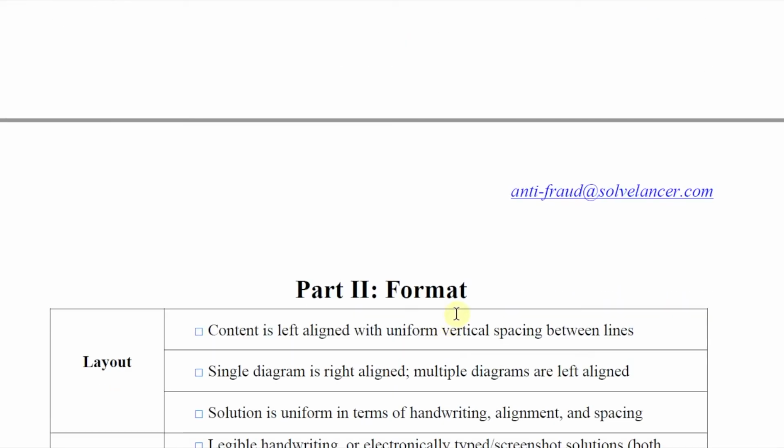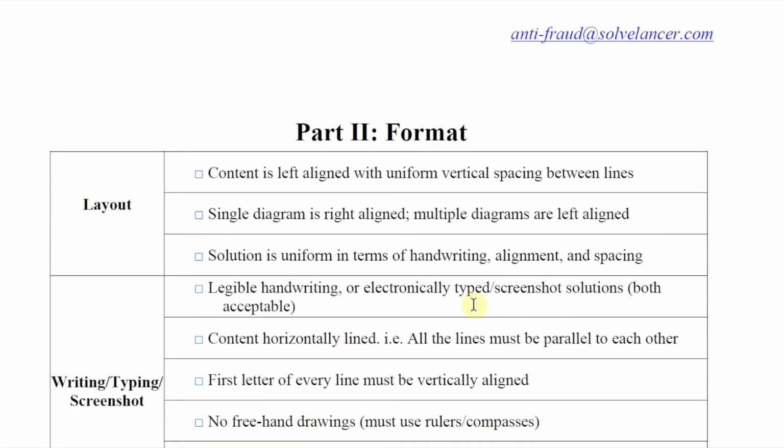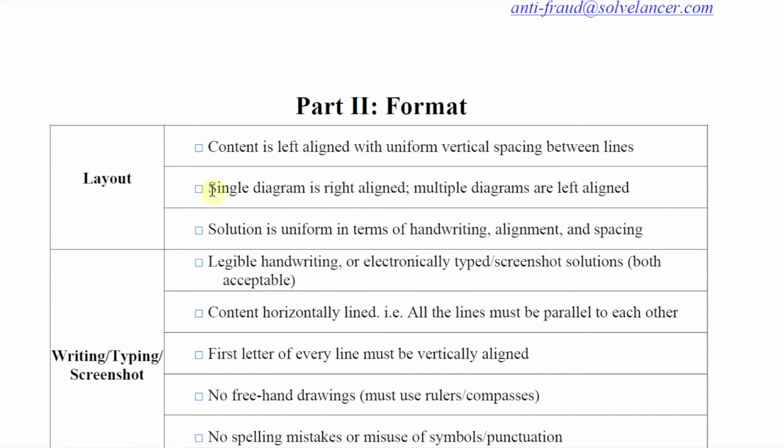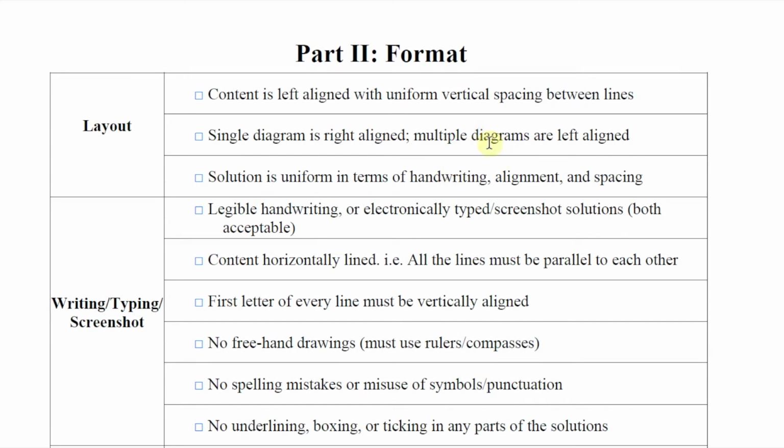Now if you go to part 2, which is the format part, we have divided it into layout. In the layout, content is left aligned with uniform vertical spacing. A single diagram is right aligned. If there is only one diagram, then it will be right aligned. But if there are multiple diagrams, like 2, 3, more than one, in that case the diagrams will be left aligned. We will see these examples at a later stage.